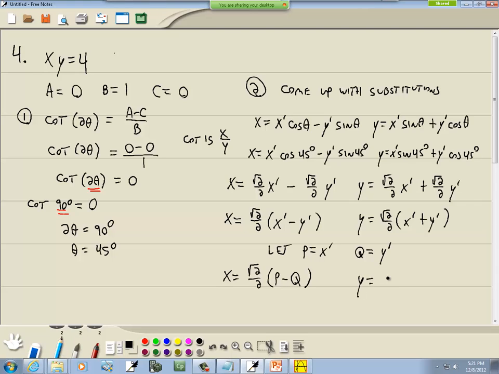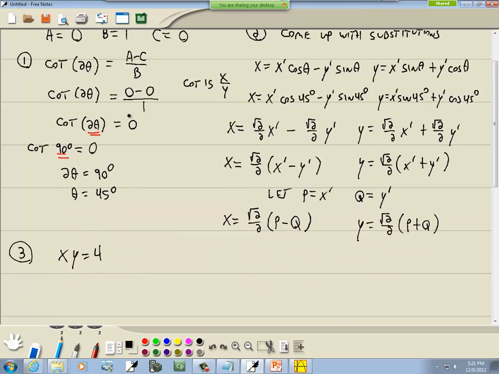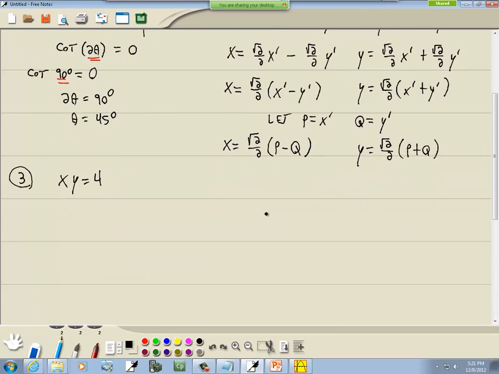And y is going to equal square root of 2 over 2 times p plus q. Okay, now we're ready to do our substitution. So we got xy is equal to 4. That's our initial problem. And we just came up with what x and y are equal to. So I say x is equal to this, so I'll go ahead and plug that in for x.